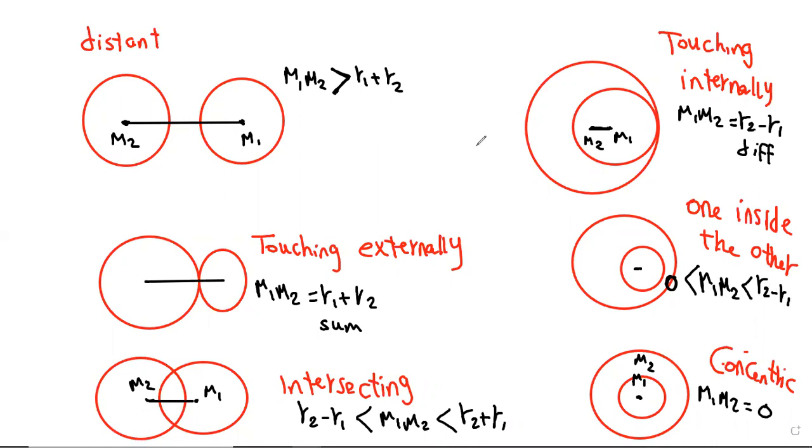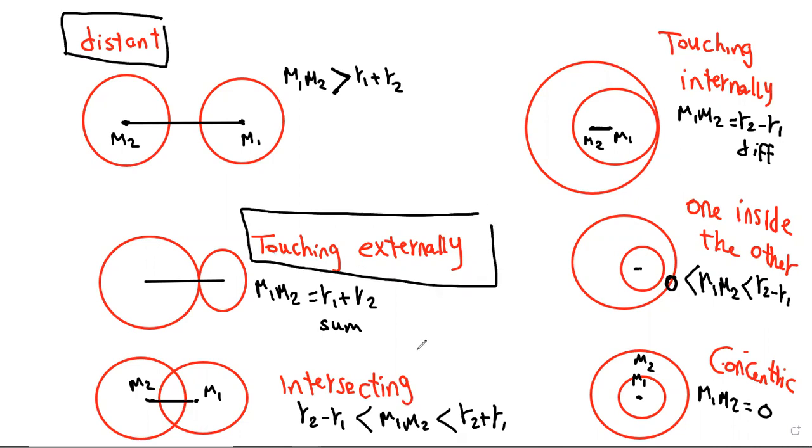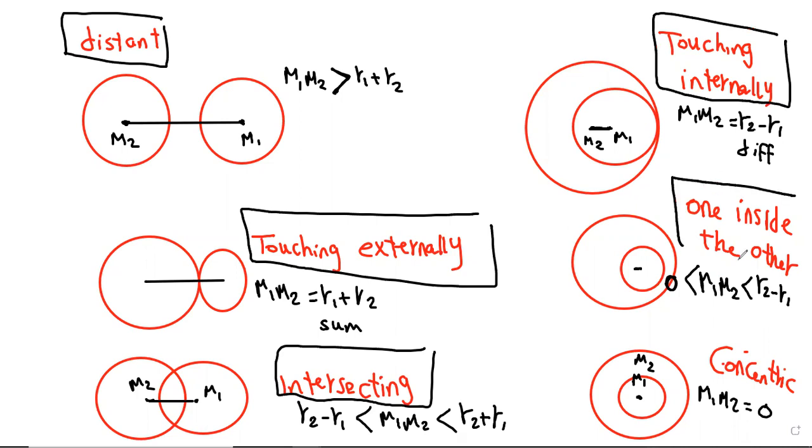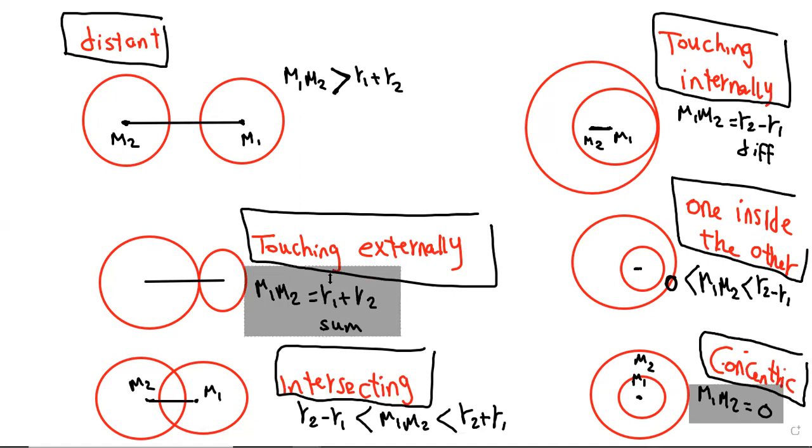They are the types of two circles with respect to each other. Two distant circles, touching externally, intersecting, touching internally, one inside the other, and concentric. Concentric circles, the line of centers equals 0. If they are touching externally, M1, M2 equals the sum, R1 plus R2. If they are touching internally, M1, M2 equals the difference between the two radii.